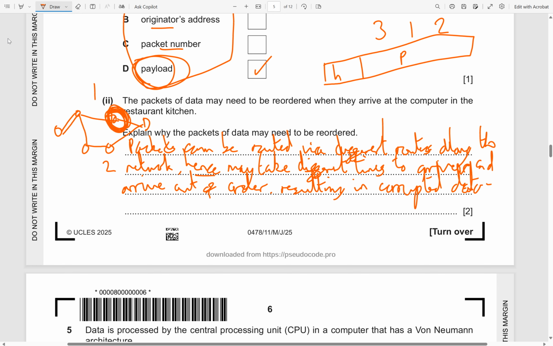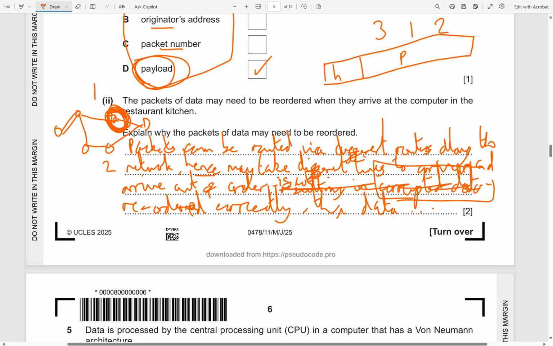Again, maybe this is not worded the best. I'm just going to delete that. So they're going to arrive out of order. Let's say, if not reordered correctly, the data will be corrupted. Hopefully that makes sense.